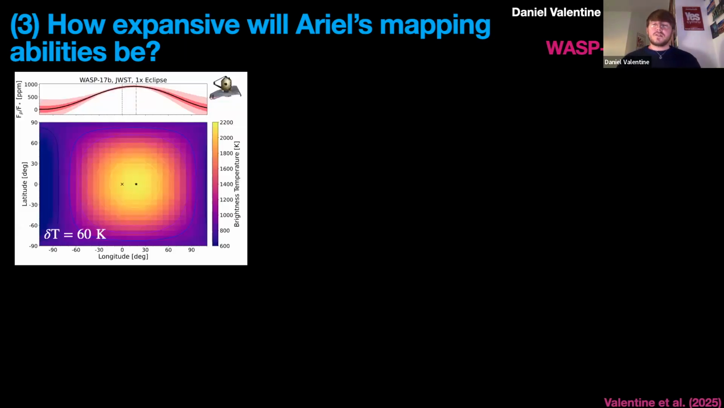But despite the dimness of the system, we were able to map it with JWST using just a single eclipse observation, thanks to JWST's ultra-high precision. So with this test case, we're really assessing how comprehensive the smaller Ariel telescope's mapping abilities will be.